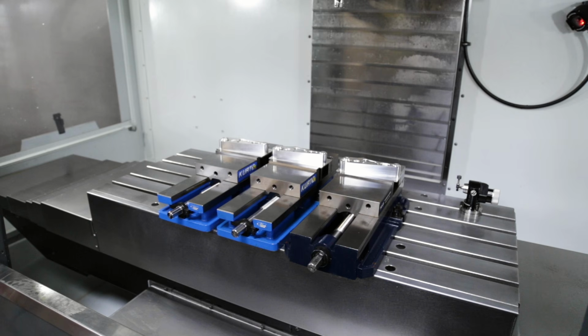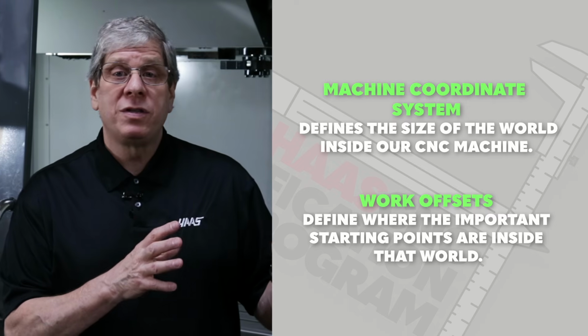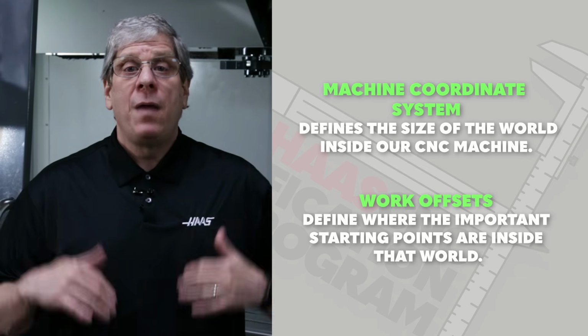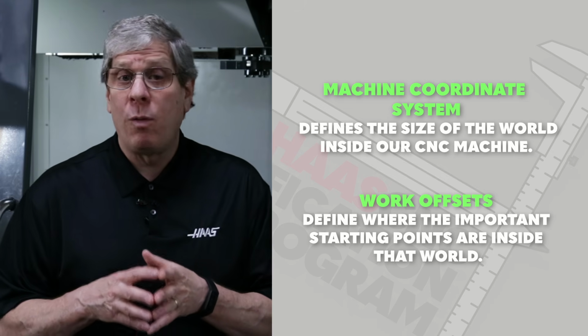If we think of our machine for a minute like a GPS map on your phone, then the machine coordinate system might be the actual map of where all the streets and landmarks around us are. And the work coordinate system might be our physical location within that existing map, based on the exact street corner where we're currently standing. In a basic sense, the machine coordinate system defines the size of the world inside our CNC machine, and the work offsets define where the important starting points are inside that world.